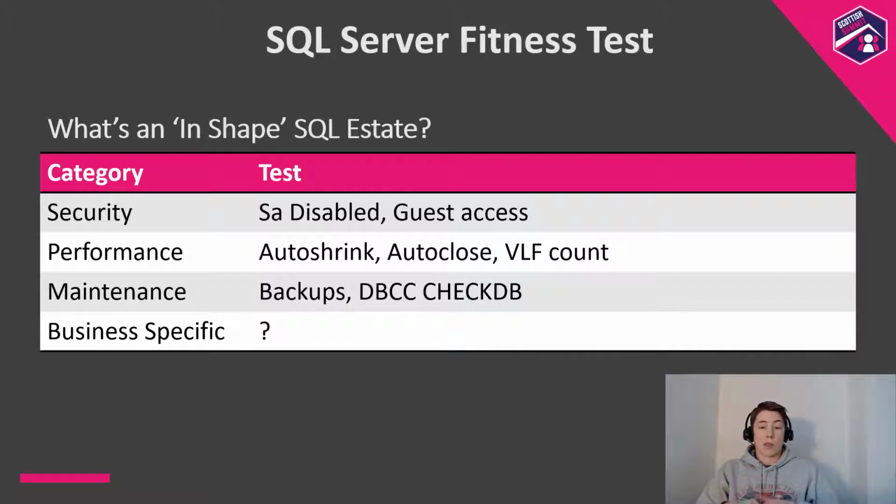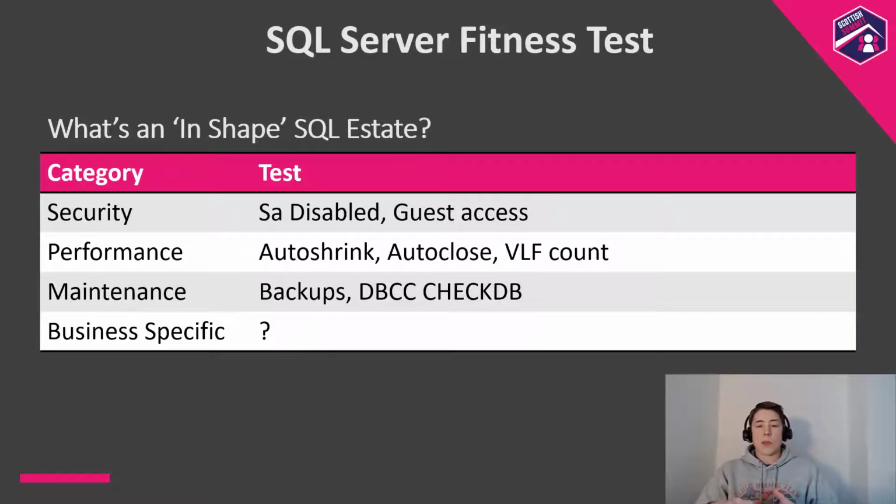If our transaction logs are fragmented, we're going to see potentially our performance impact. In the maintenance category, we need to look at backups. Are we taking regular backups, and do we have all of the backups we need to meet our recovery point objectives? Check DB, another really important one. Are we checking to make sure we're not corrupt or our databases are healthy?